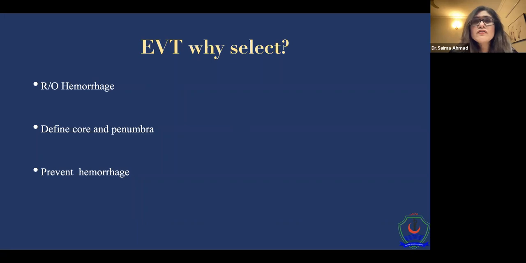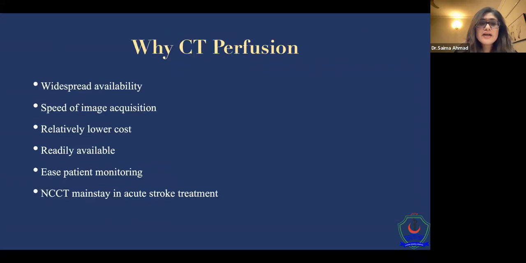The problem with the non-contrast CT is that it does not tell us about the volume. To know about the volume of the core, we need to have CT perfusion, or it can easily be detected by the MRI. But the problem is that MRI is not available everywhere, and MRI is expensive, and it's also time consuming, and it's very difficult to monitor the patients for the long 15 or 20 minutes, and it's not readily available. And CT is available everywhere, so the best is to do the CT perfusion.